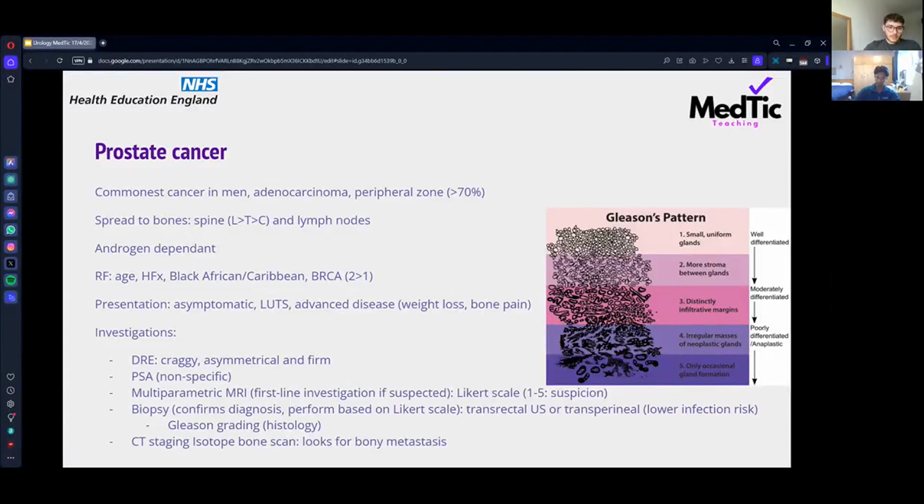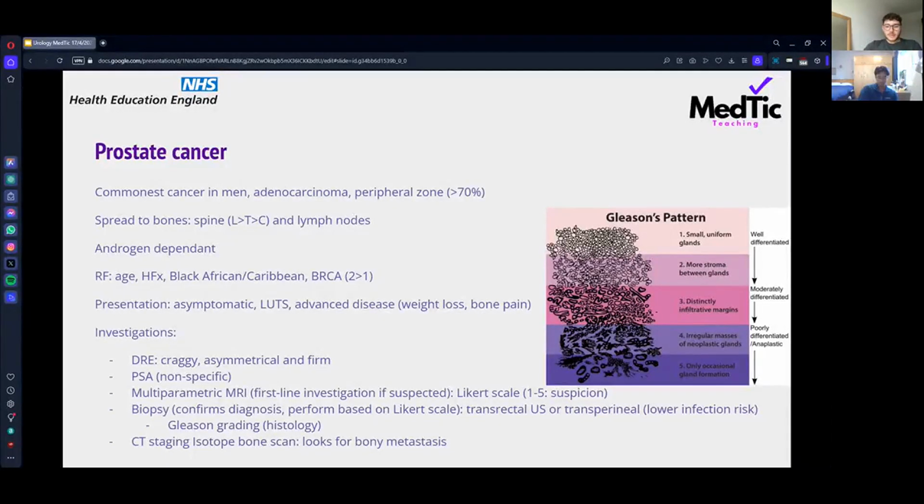For initial investigations, if you're suspecting prostate cancer, you're going to do a DRE, which will be craggy, asymmetrical, quite firm, as opposed to the smooth texture of benign prostatic hyperplasia. PSA you will do, but again, realise that it's not specific. And then the MRI is what you're going to do when you really are suspecting it. There's the Likert scale, which grades the MRI from 1 to 5 depending on your suspicion, and that will dictate if you're going to do a biopsy.